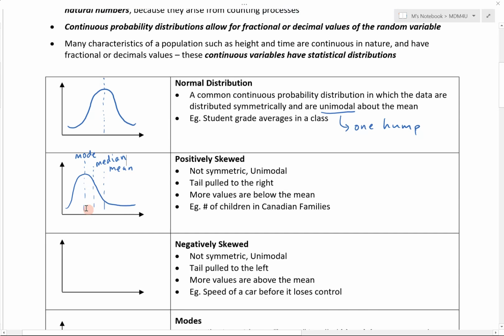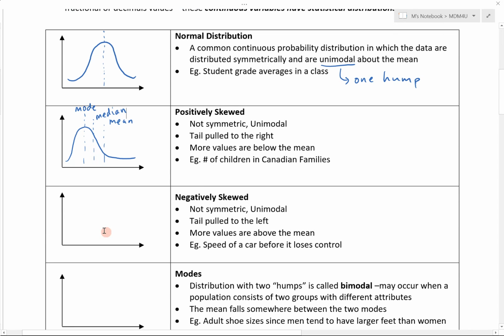And then we have a negatively skewed distribution, which is just the opposite of the positively skewed. It's not symmetric. The tail is pulled to the left, and more values are now above the mean value. So if my mean is here, there are more values above the mean.